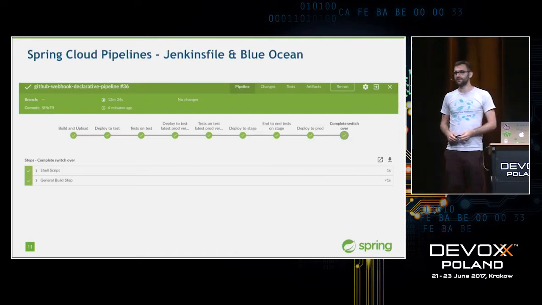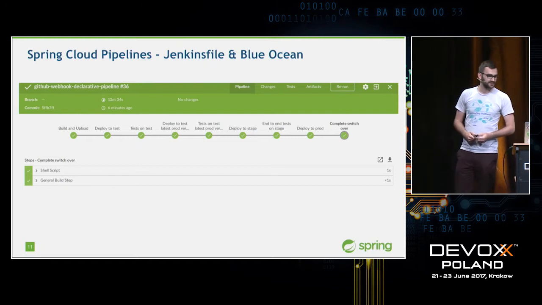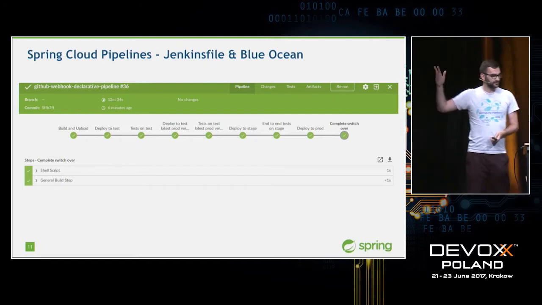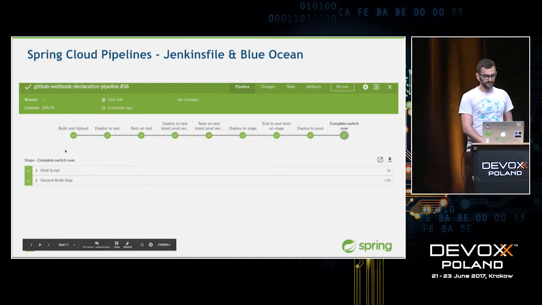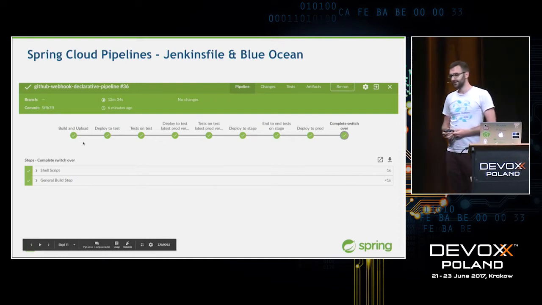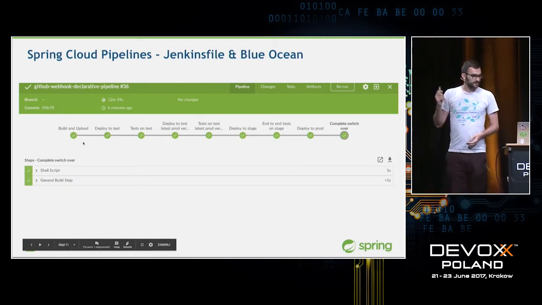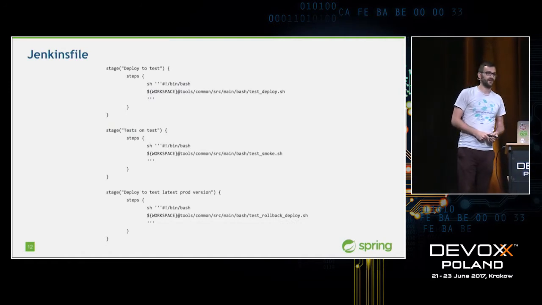And now this is a Jenkinsfile with Blue Ocean. Blue Ocean is the new UI from Jenkins, so it looks kind of nice. You go from left to right, and of course the green color means that everything went fine. This is how you define it.